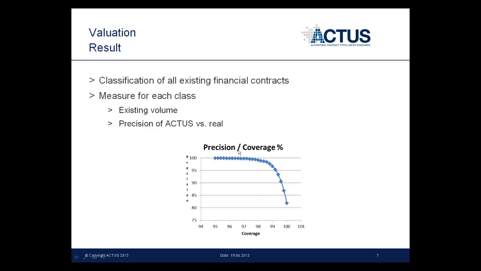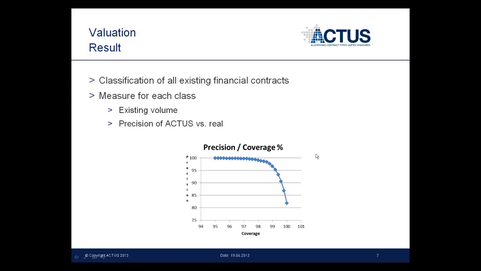After defining the precision measure, a next step would be to execute the validation. So first we would have to classify all existing financial contracts. That means speaking to many banks, to many practitioners. We would measure for each class the existing volume, how many of these contracts exist and what is the notional. And then we would measure the precision of ACTUS versus real as we have shown in the previous measure. If we aggregate everything, we would come to this precision coverage ratio as we see it here in the graphic at the bottom.